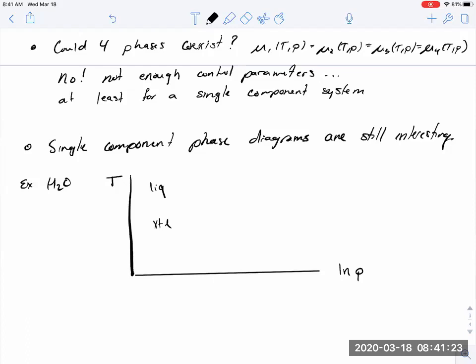And we know that ice floats. So by the Clausius-Clapeyron equation, we know that this line will have a negative slope. Now, that dp/dT is very, very sharp on a linear scale. If I put it on a log scale, I can actually notice that it has a finite slope.